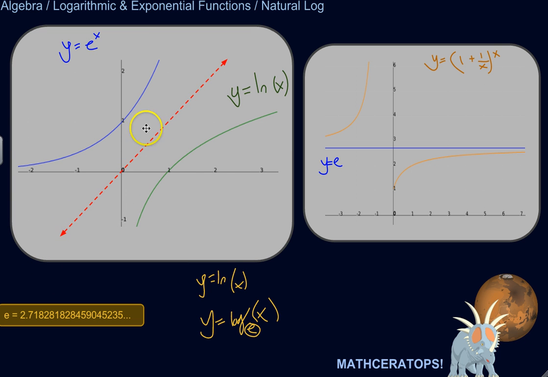I tend to do that. See, yeah. So you can imagine if I were to flip y equals natural log of x over this line, it'd be y equals e to the x, right? So it has that symmetry.